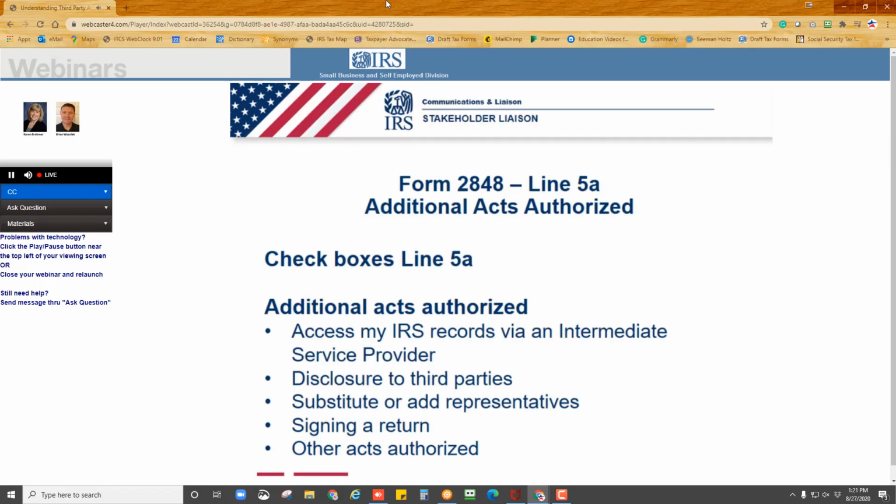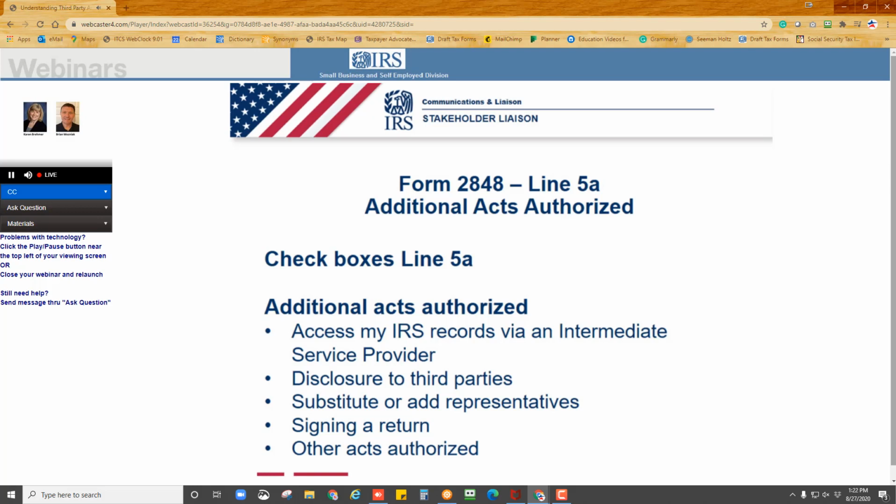Okay, we'll start with line 5A, and that is used to allow a representative to perform other acts in addition to the items listed on line 3, which Karen just discussed. And if you look at the Form 2848 itself, you'll see that there are 5 checkboxes to allow the representative to, and these checkboxes, again, line 5A, 5 acts. The first one, number 1, to access client records via an intermediate service provider.